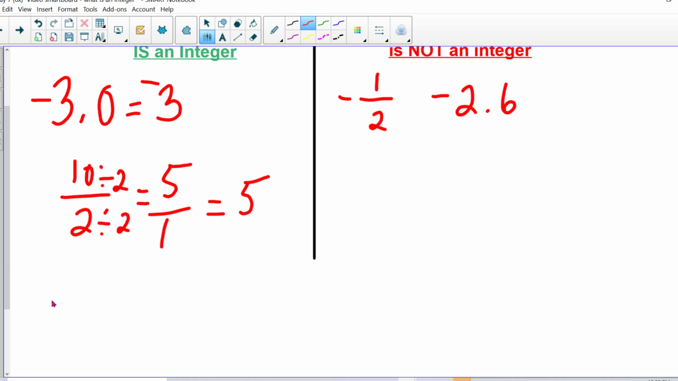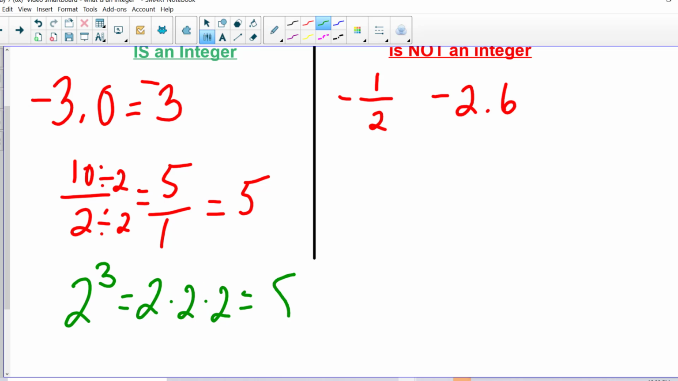Now, what about another example? And I'll put all these in green to say that they are integers. What about 2 to the third power? Now, it's tempting to think that that's not an integer because it doesn't look like 0, 1, 2, 3, or -1, -2, -3. However, remember that this is in exponential form. So it's just a shorter way to write a longer math problem, right? When we write that in expanded form, that would be 2 times 2 times 2, which in standard form, when we calculate that out, would be 8, right? 2 times 2 is 4. 4 times 2 is 8.